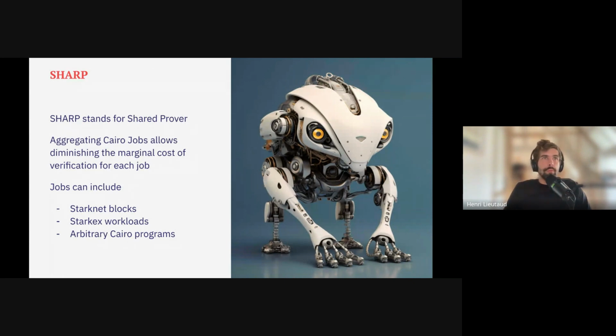And such jobs may include Starknet blocks, right? So any Starknet block is a job. It's a Cairo program that moves from block 1 to block 2. But Cairo programs can also be used to do other things. So for example, StarkEx is written in Cairo and can be used in Sharp. And arbitrary Cairo programs can also be used in Sharp.